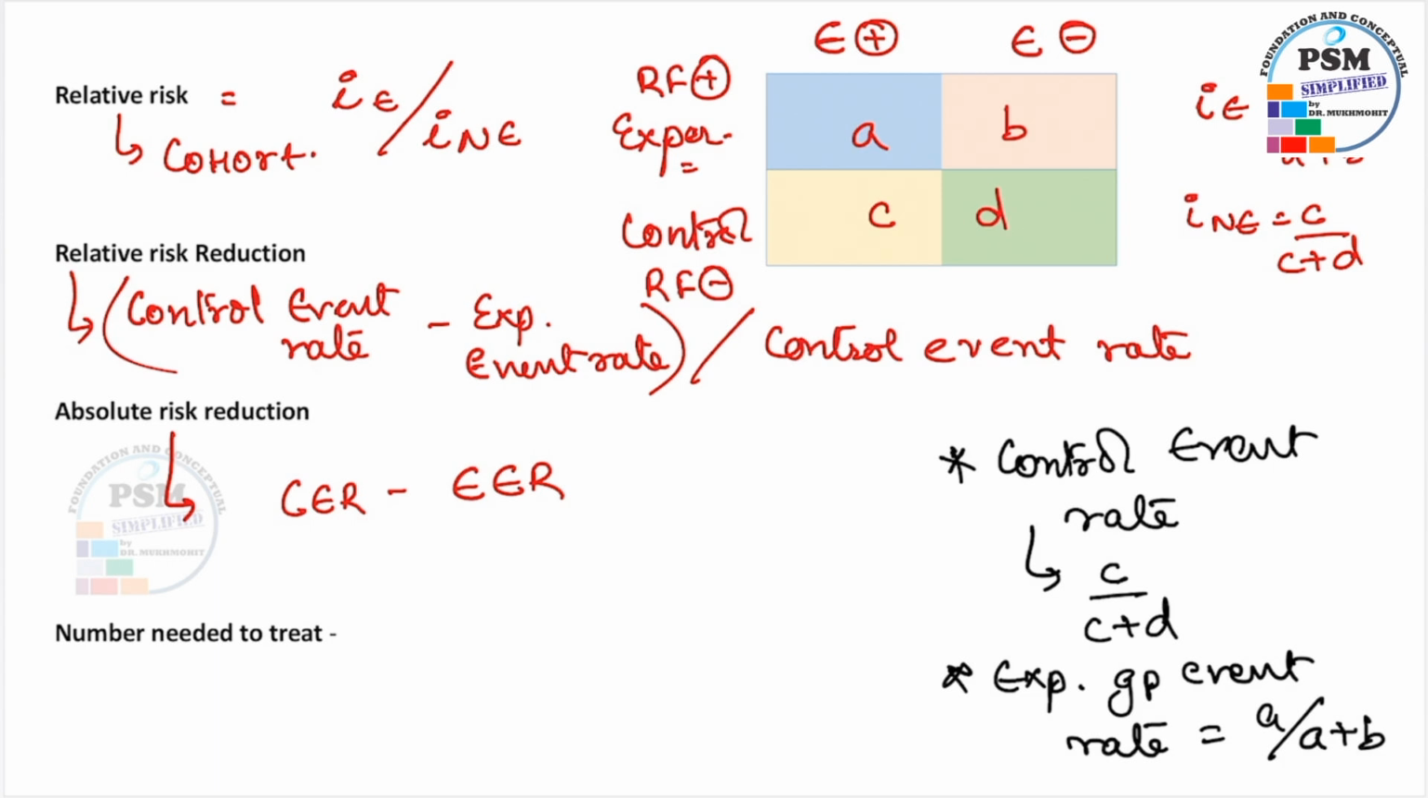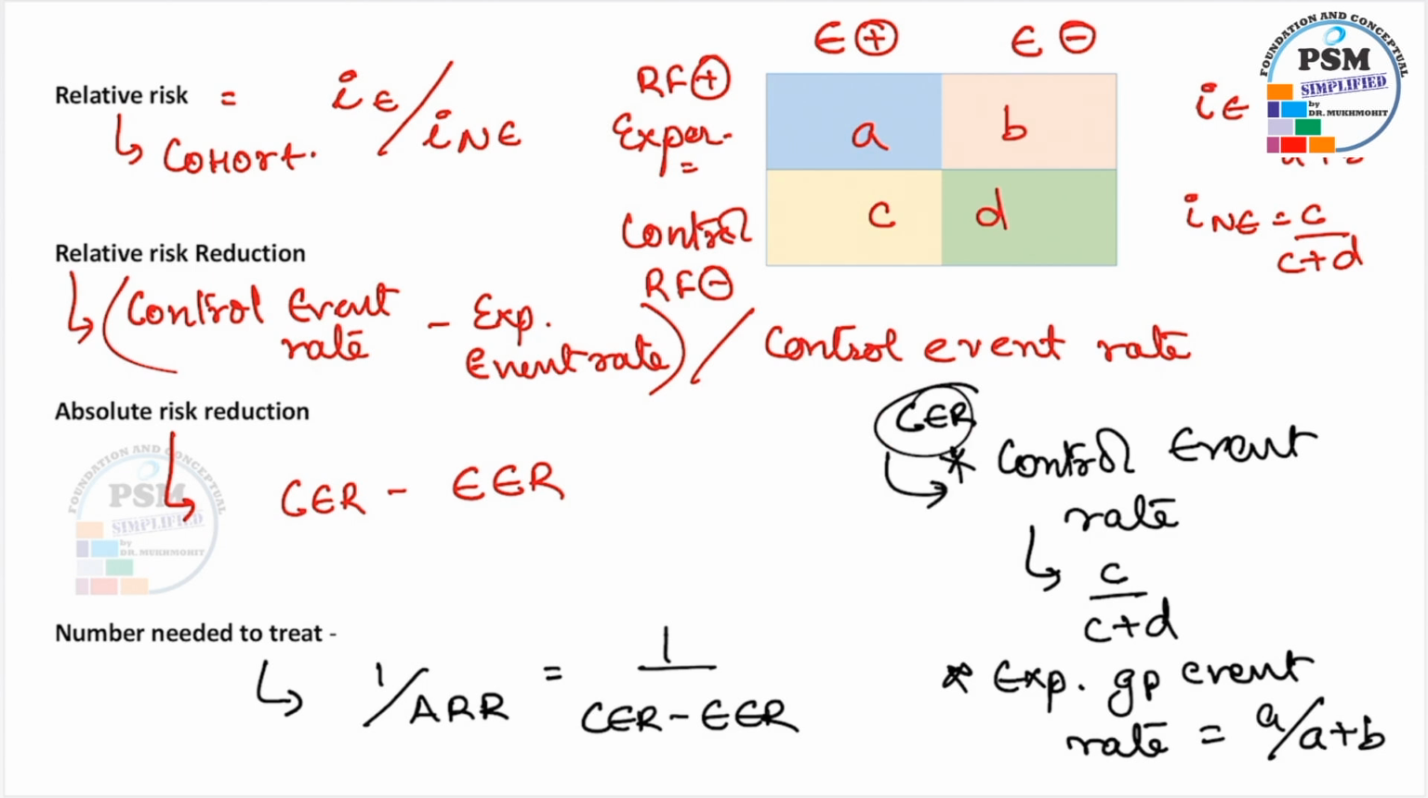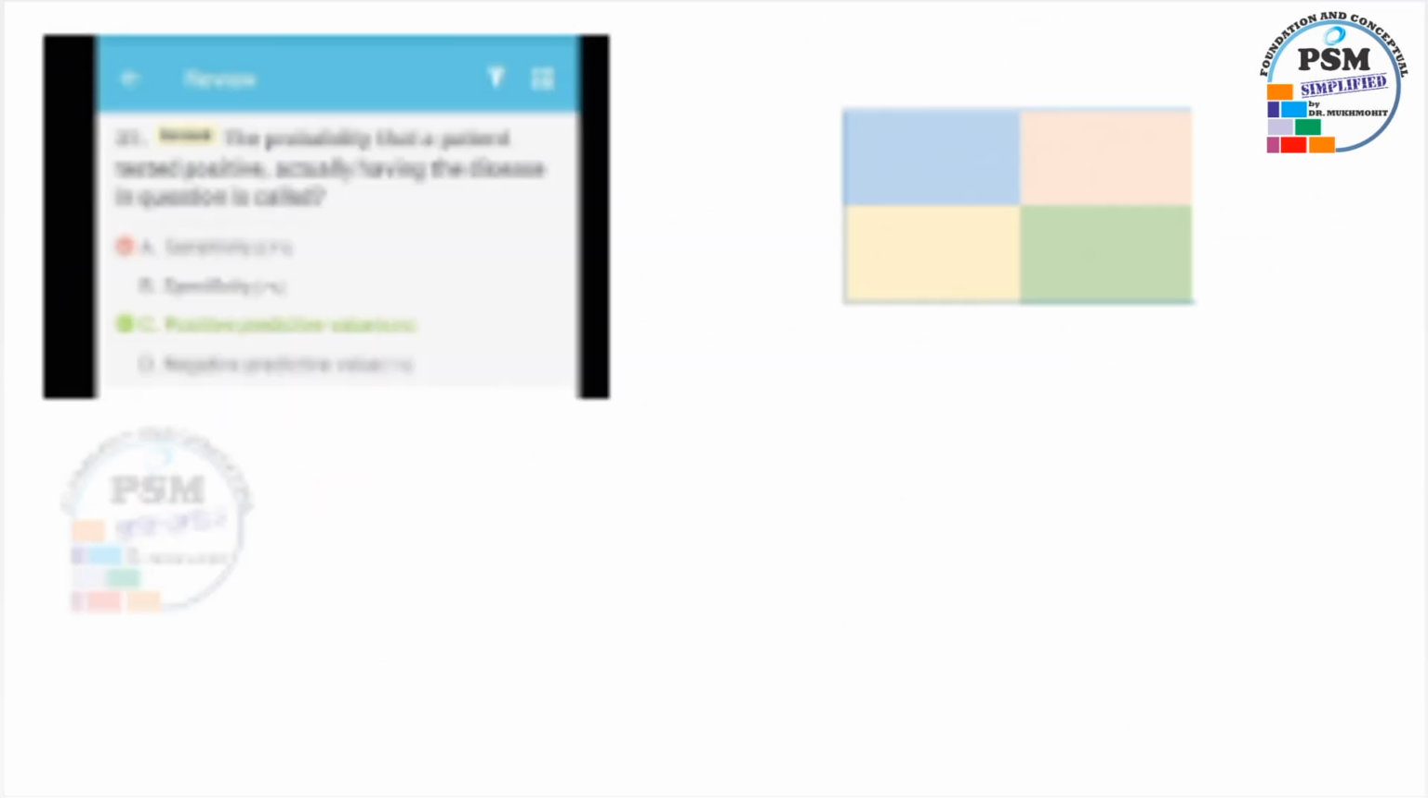So absolute risk reduction is given by CER minus EER, and number needed to treat is nothing but 1 over absolute risk reduction. That is, you just invert it, or 1 over CER minus the EER. What is CER and EER? CER is the control group event rate, and EER is the experimental group event rate.